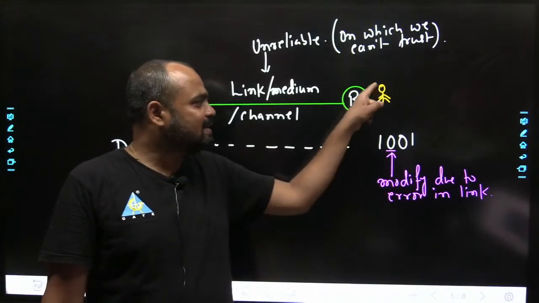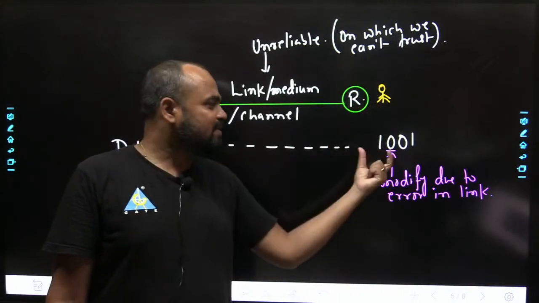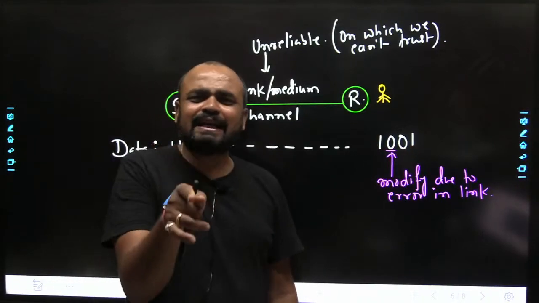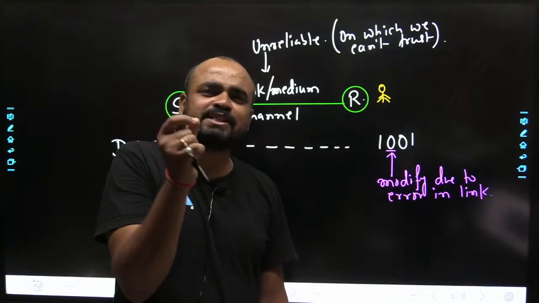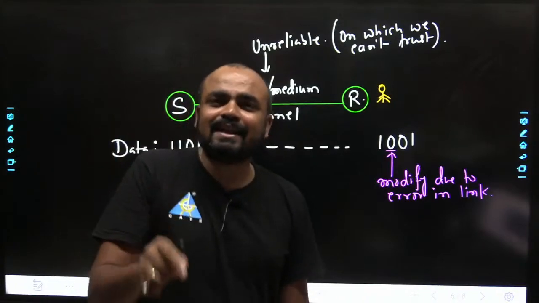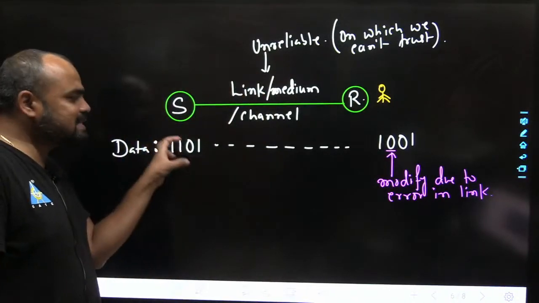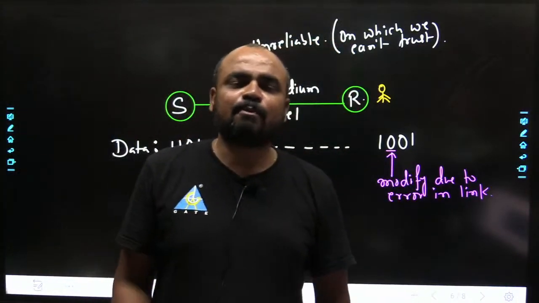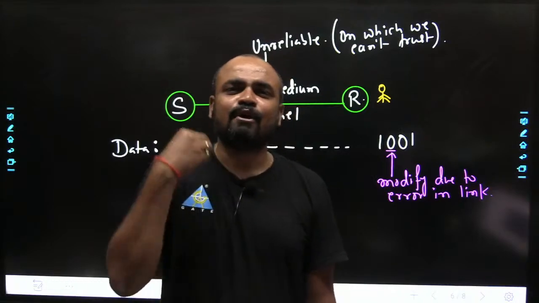Suppose you are on the receiving end and you have received this particular bit sequence, 1001. Can you identify which bit has been changed? Until and unless the sender puts some logic inside the data, tell me, everyone. Suppose I have sent you 5,000 rupees.